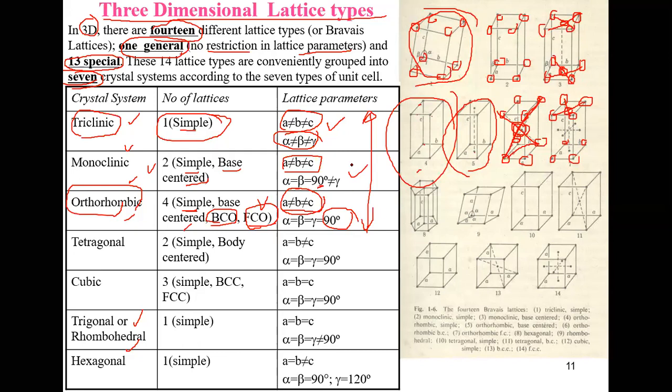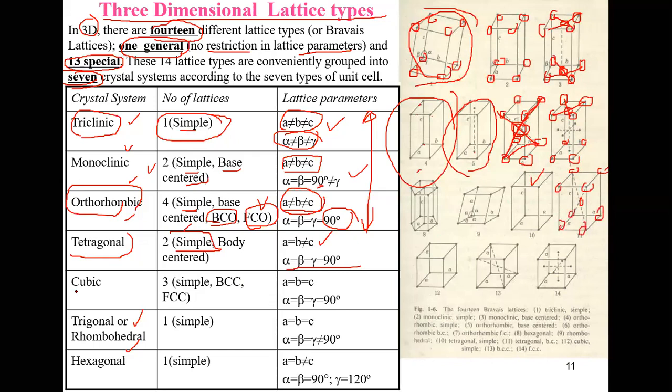And the next one is, you see, at first nothing was equal, and then in monoclinic, 2 angles are equal. In orthorhombic, 3 angles are equal. Now, in case of tetragonal, 3 angles are equal and 90 degrees, and a is equal to b but not equal to c. And there are 2 types of space lattices. One is simple tetragonal, so that means atoms will be located at the corner. And then body-centered, where atoms will be located at the corner and also in the body-centered position. So that is called body-centered tetragonal.